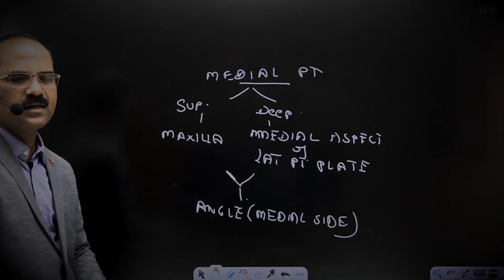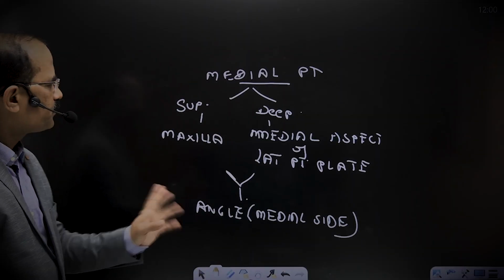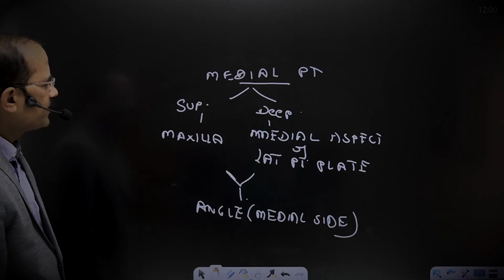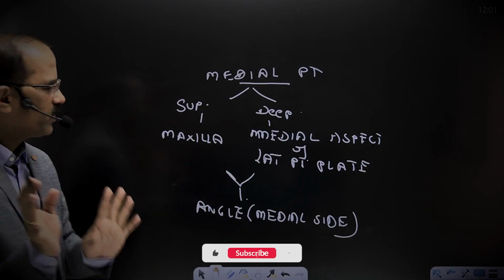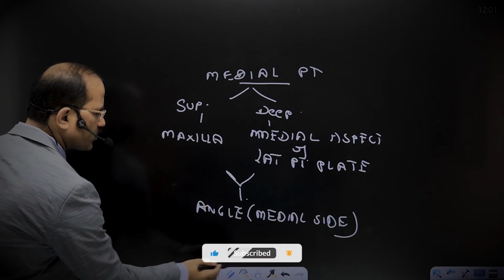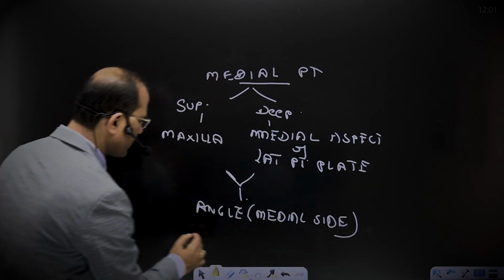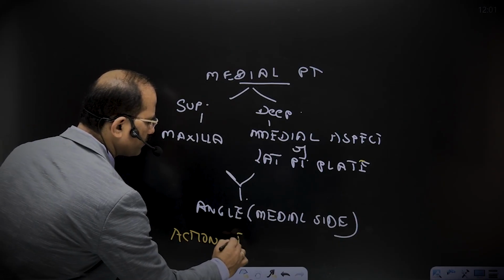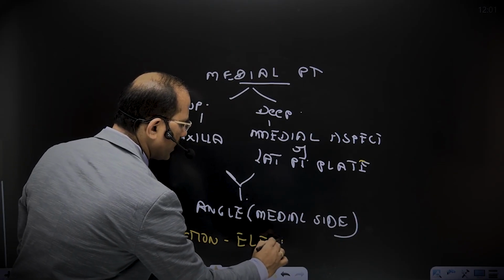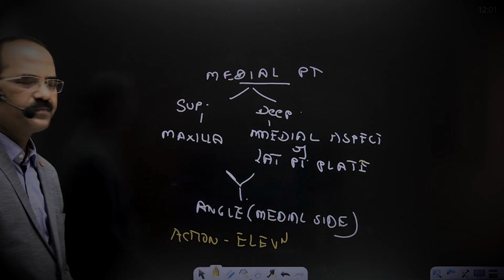Clear? On the lateral side is the masseter. Clear to all of you? These two heads are going to enclose the lower head of lateral pterygoid. What is the action of the medial pterygoid? The action is elevation of the mandible. Clear to all of you?